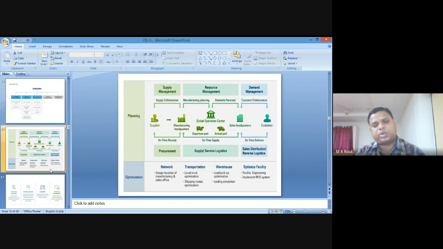In case of transportation, they go for local truck optimization, especially in case of route, especially in case of choosing carrier options. The next part is shipping routes should be optimized, or your route should be optimized in such a way that it should deliver on time a larger volume of product.